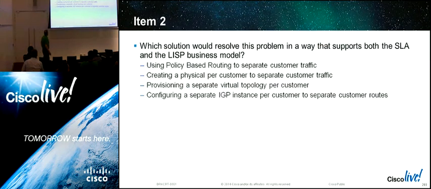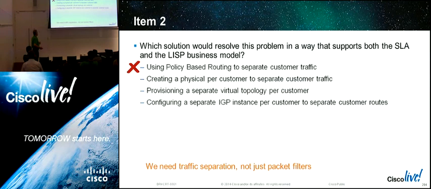And so now I want to know, if there are several ways we might be able to solve this problem, which one might you choose? Would you maybe use PBR to separate customer traffic? Would you create a separate physical network for each customer? Would you provision a separate virtual topology for each customer? Or would you do a separate IGP instance for each customer to separate the routes, right?